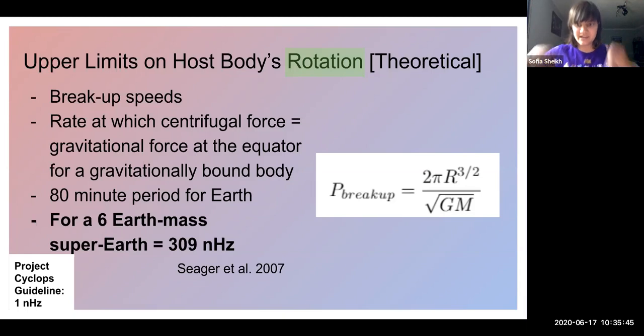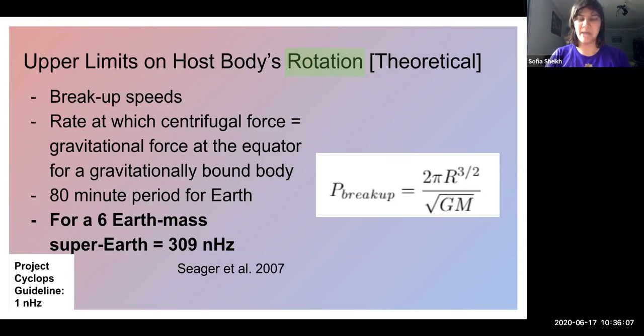So this is the rate at which the centrifugal force on the surface of your planet is equal to the gravitational force at the equator. So if it spun any faster, material would start flying off at the equator. So to give you an idea, this is like an 80-minute-ish period for the Earth.